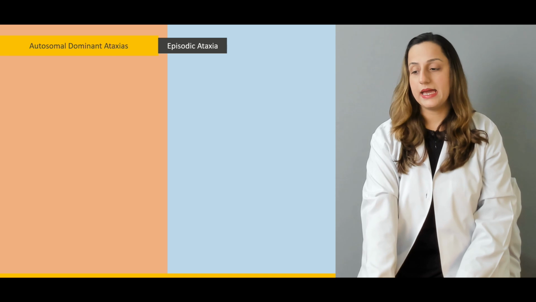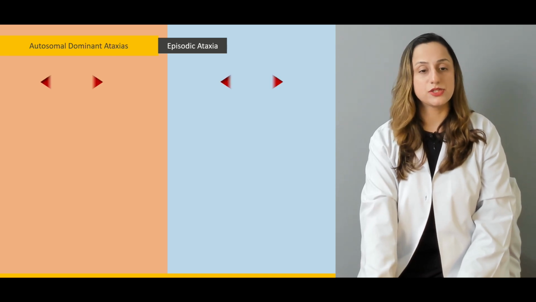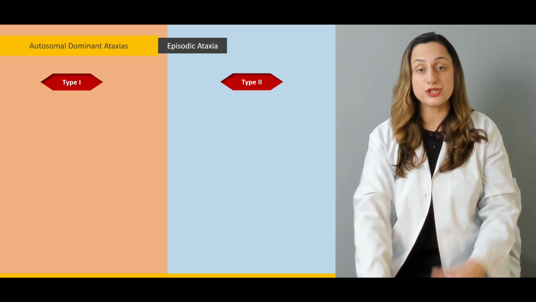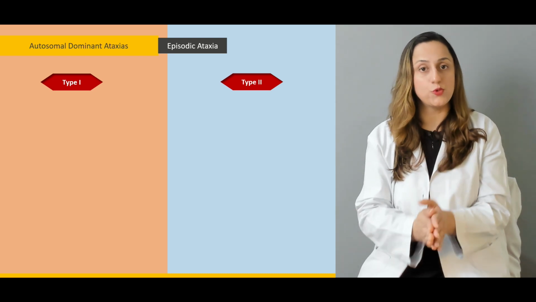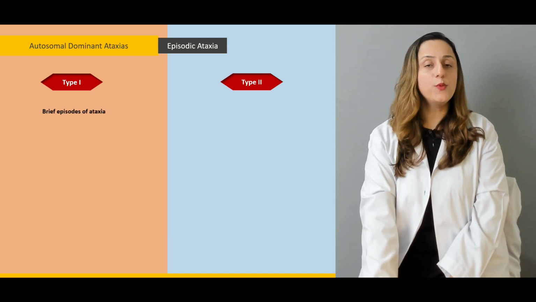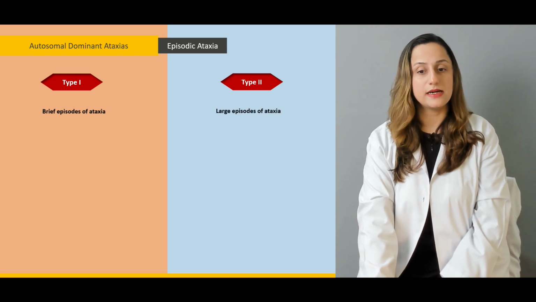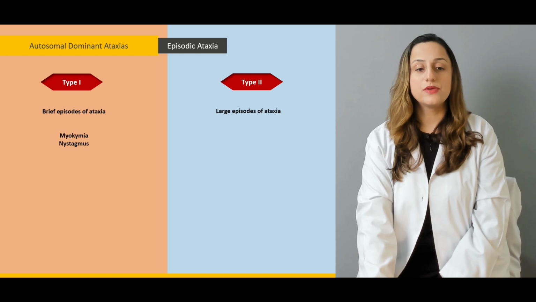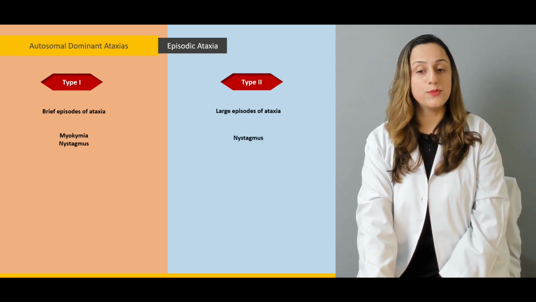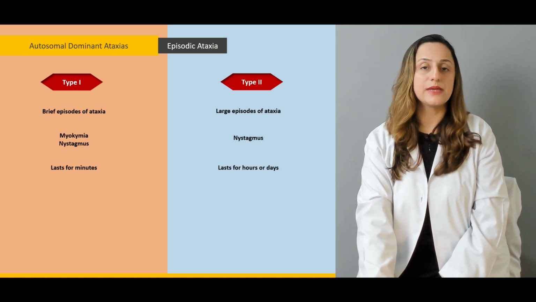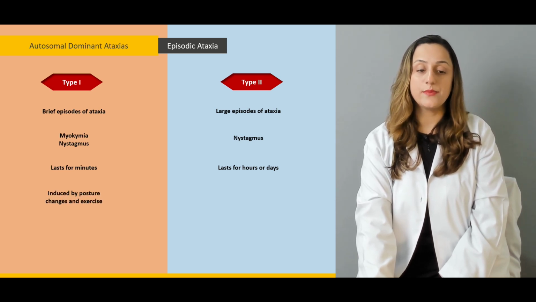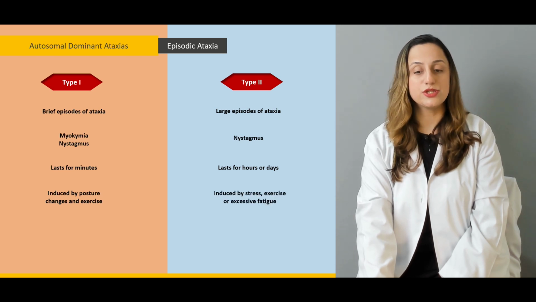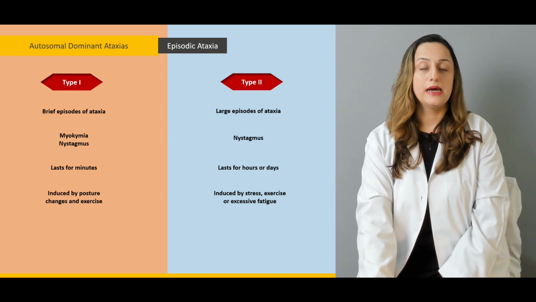Episodic ataxia is one of the very important variants over here. It's basically not a continuous phenomenon that is present. It is again subdivided into type 1 and type 2 over here. In type 1, we have brief episodes of ataxia, while type 2 has longer episodes. There is myokymia and nystagmus noted down in type 1 and nystagmus in type 2. Type 1 only lasts for a few minutes, and type 2 lasts for hours, and it can even last for days. Type 1 is induced by posture changes and exercise, and type 2 is induced by stress, exercise, or even excessive fatigue.